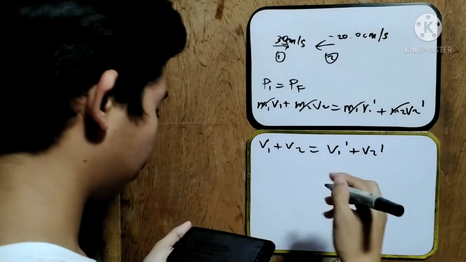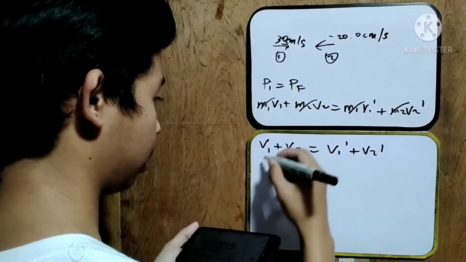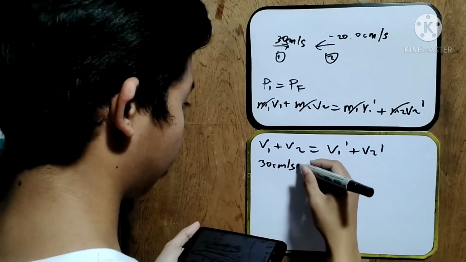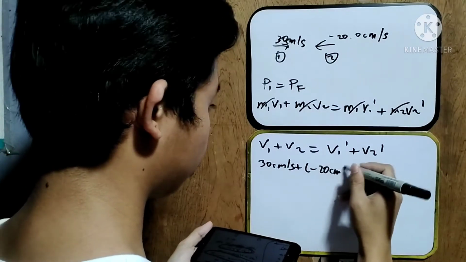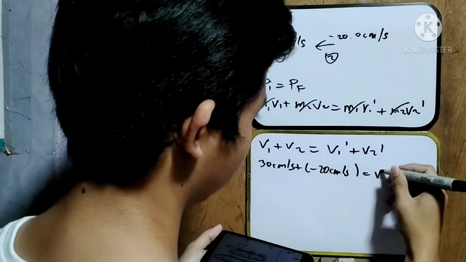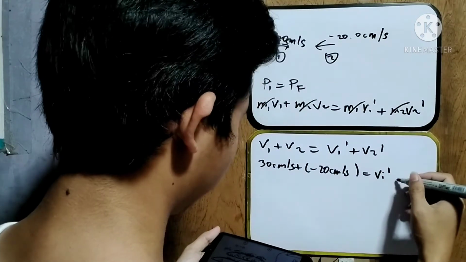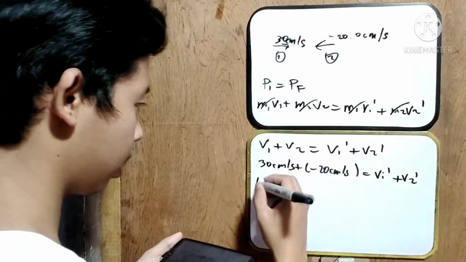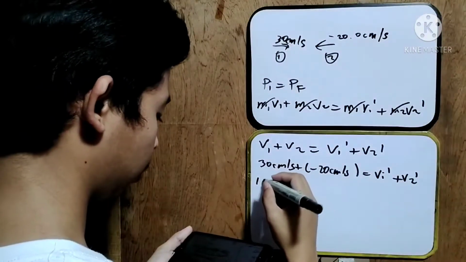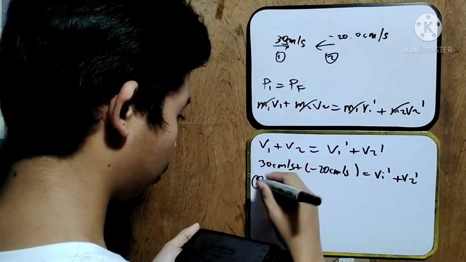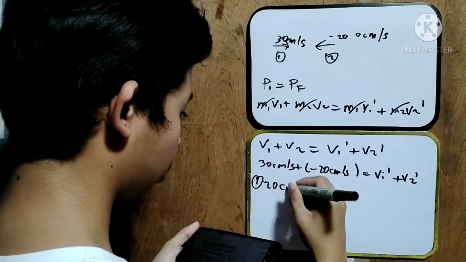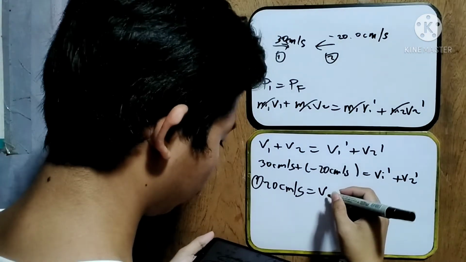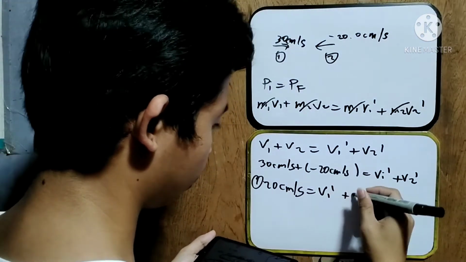So, yung velocity 1 natin which is 30 centimeters per second plus negative 20 centimeters per second, is equal to velocity 1 prime plus velocity 2 prime. So, yung equation 1 natin is 10 centimeters per second is equal to velocity 1 prime plus velocity 2 prime.